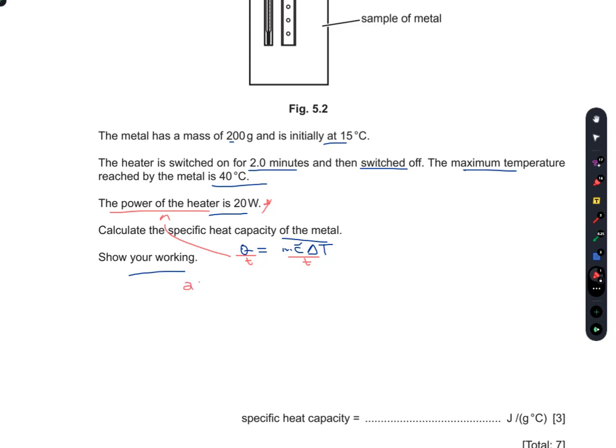So I will write 20 watts here. The mass is 200 g, which is 0.2 kg. C will remain the same. The temperature difference is 40 minus 15 degrees C, or you can convert it to the Kelvin scale as well. It's 40 minus 15, that is 25 degrees C. And the time is 2 minutes. You do not have to write 2 minutes, you have to write 120 seconds. Seconds is the SI unit, so be careful of that. So you will get 240 watts here divided by 0.2 into 25, which is equal to C.